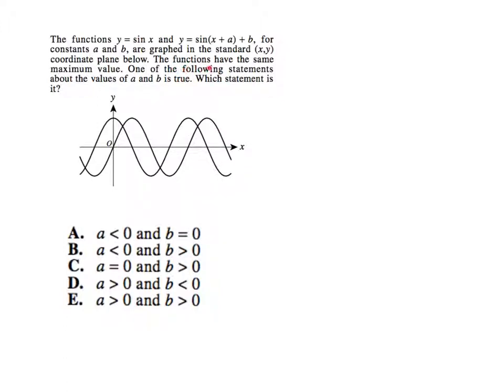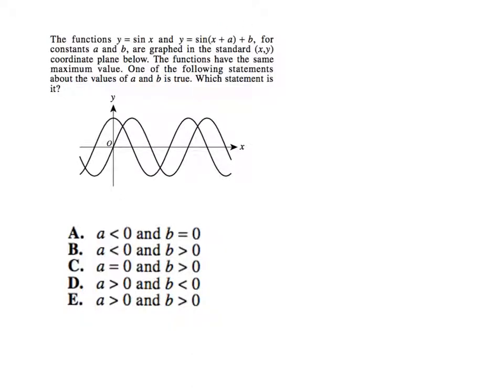And then the functions have the same maximum values. It does look like they both have the same maximum values. One of the following statements about a and b is true. Which statement is it? Okay, so first, when I see a problem like this, I'm going to figure out which one is going to be the sine curve that's graphed. And then because I don't know what a and b are exactly, I just know that they're numbers, I need to figure out which one of these graphs is this guy, which is the shift.